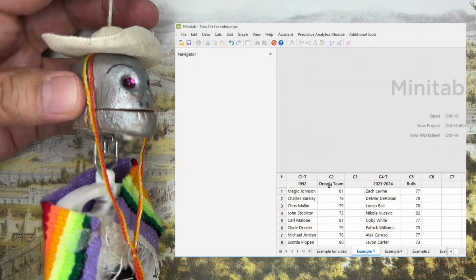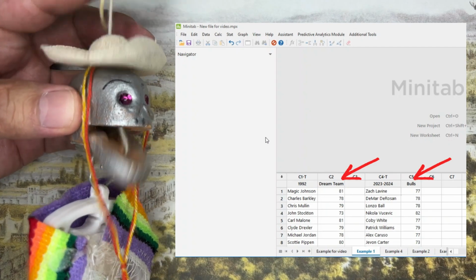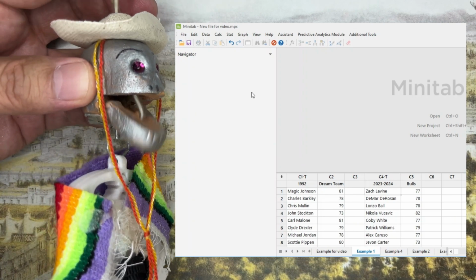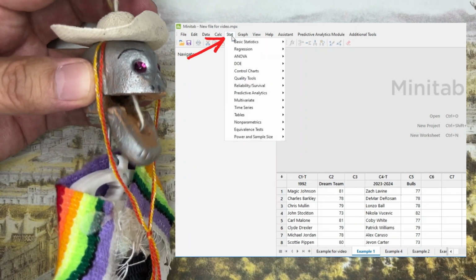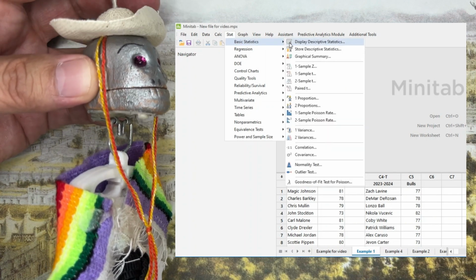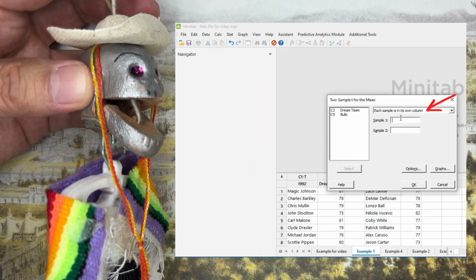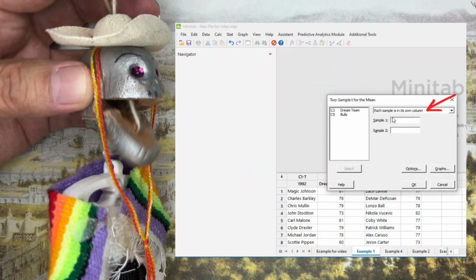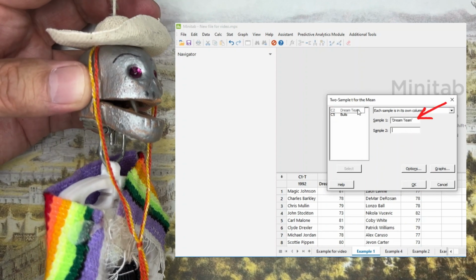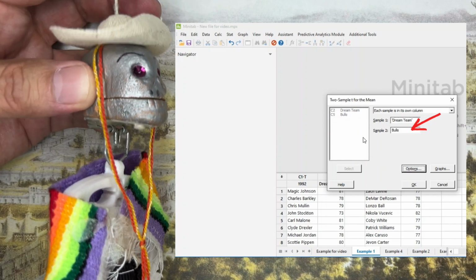Anyhow, I have tabulated the heights in inches for both teams. So, to perform the test, or to find the p-value, we go to Stat, Basic Statistics, and select 2 sample t. In this drop-down box, select each sample is in its own column. For sample 1, select the height of the Dream Team, and for sample 2, select the Bulls.